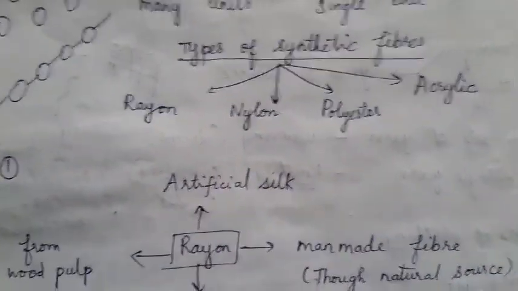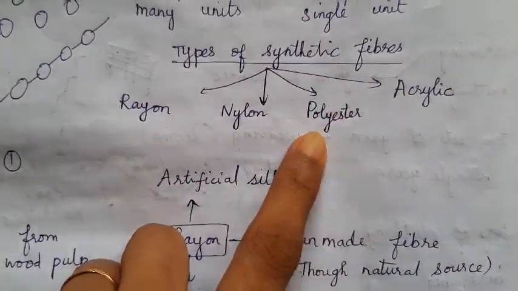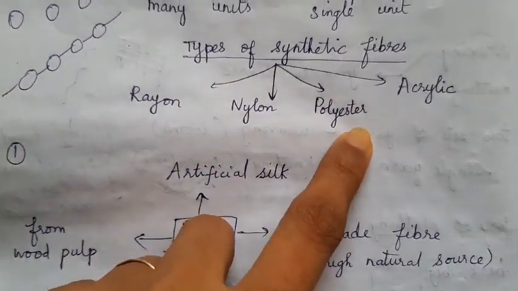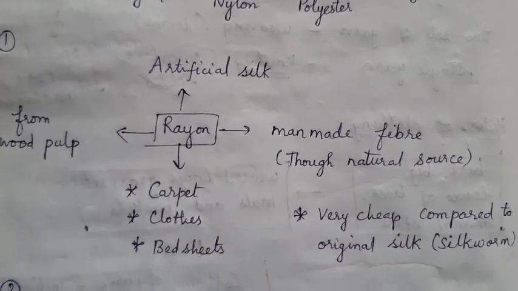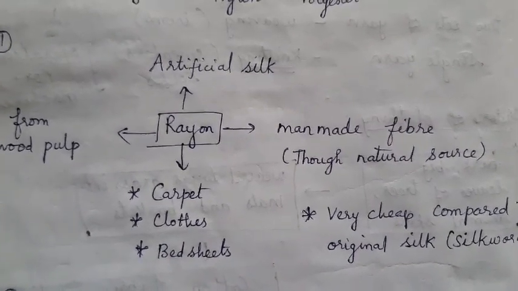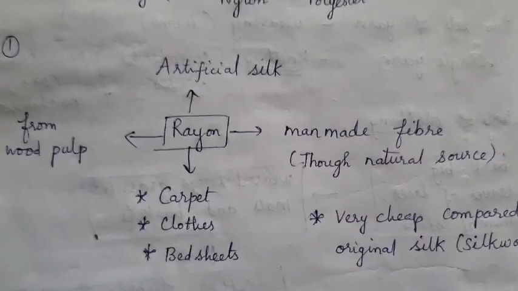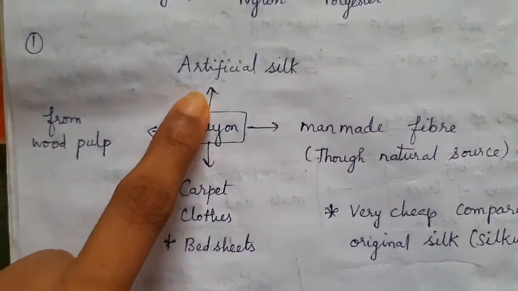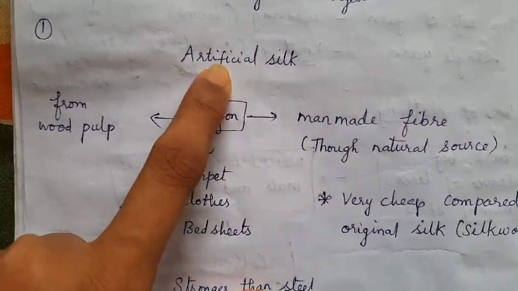The next thing, we saw the types of synthetic fibers. There are four fibers which we are discussing in this chapter: rayon, nylon, polyester and acrylic. Okay, so first let us see this. We have already seen this, my dear children, but I wanted to give you a quick recall of this in this class. This is just the recall session of your last class. Artificial silk. Rayon is also called the artificial silk, right?